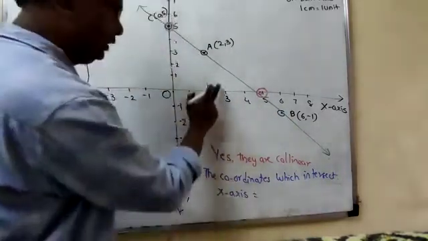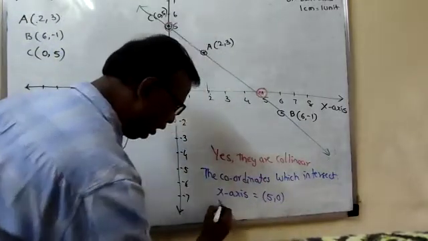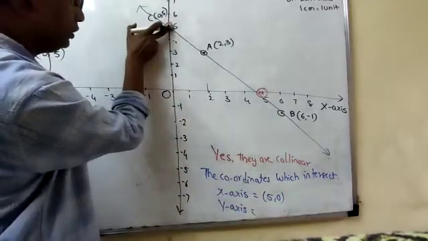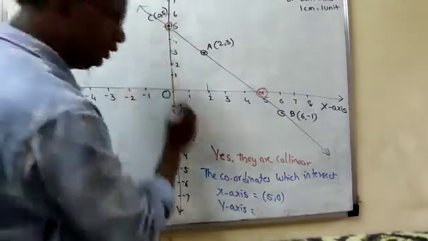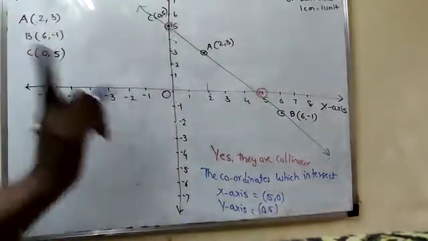What is the answer? What is the answer for the x-axis? This point is, so what happened? 5, 0. And the y-axis touches where here? So what's the answer? Here x coordinate is 0. Answer is what? 0, 5. That's enough. Once again I repeat.